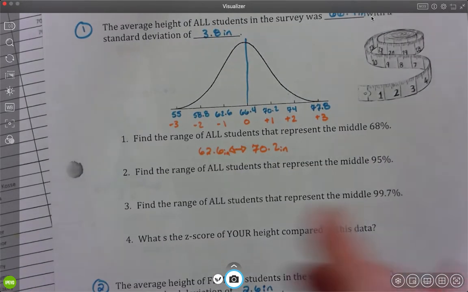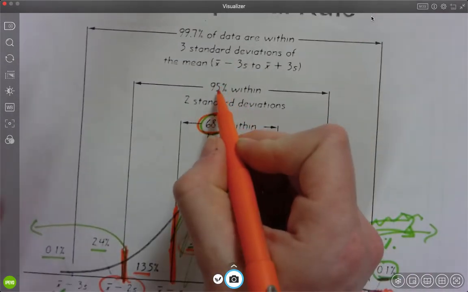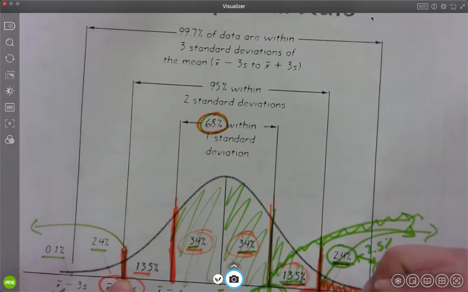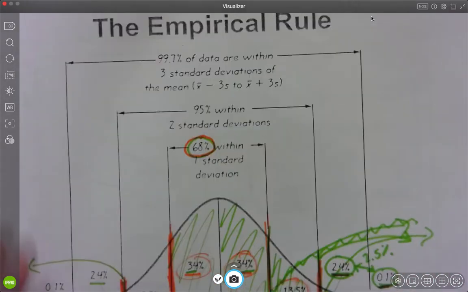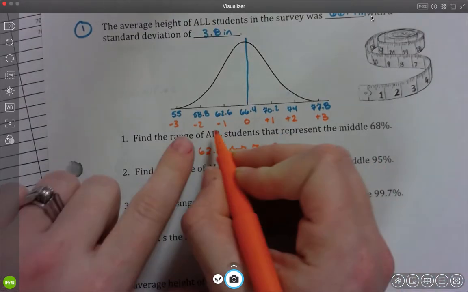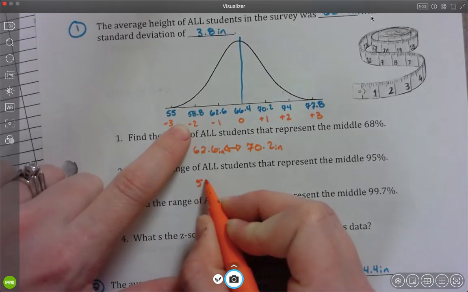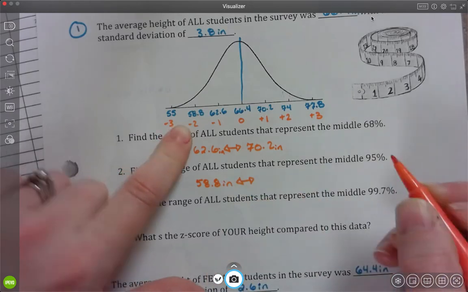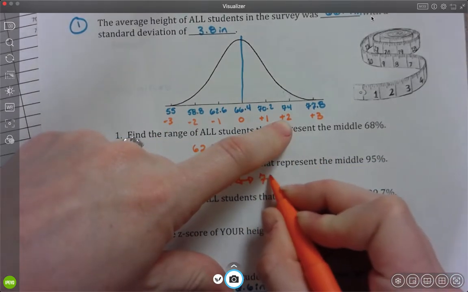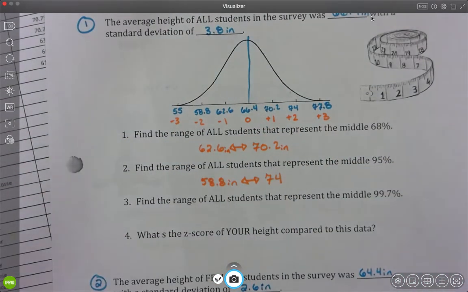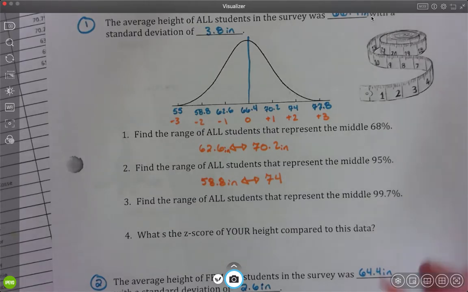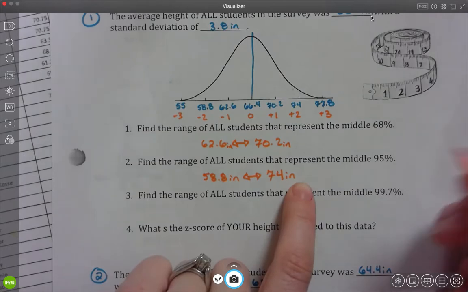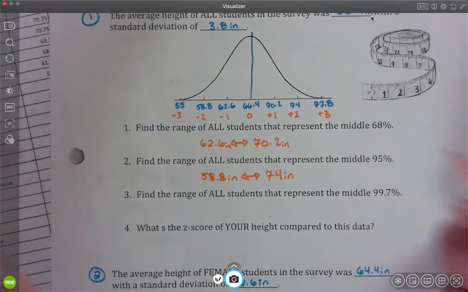So 95% is within two standard deviations. So I'm looking at -2 and +2. At those ranges, 95% of my students are going to be within 58.8 inches and 74 inches. So I'm catching more of my kids, right? There's only 5% that is either taller than 74 inches or shorter than 58.8 inches, okay?